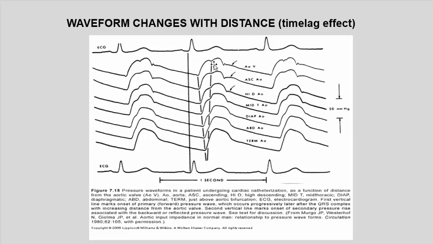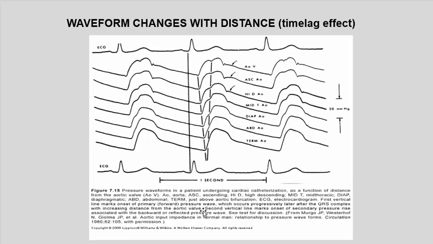further up the trunk. So quickly looking at the legend again, pressure waveforms in a patient undergoing cardiac catheterization as a function of distance from the aortic valve. So these are all labeled there, and the main thing to note is that the first vertical time marks the onset of primary forward pressure wave, that one moving further away from itself, which occurs progressively later after the QRS complex with increasing distance from the aortic valve.